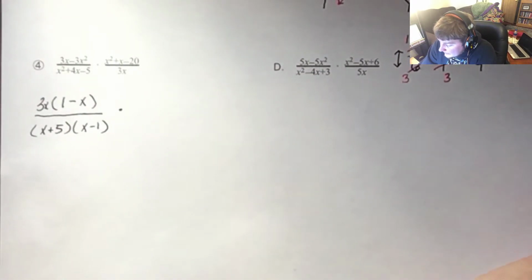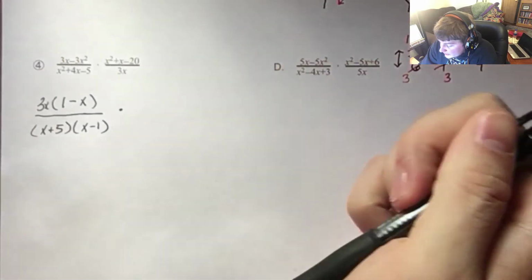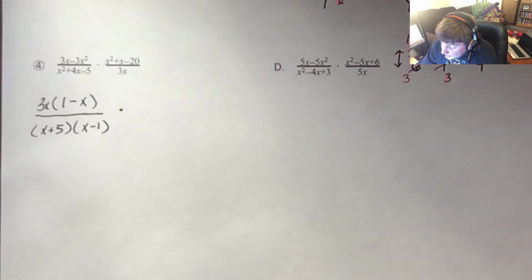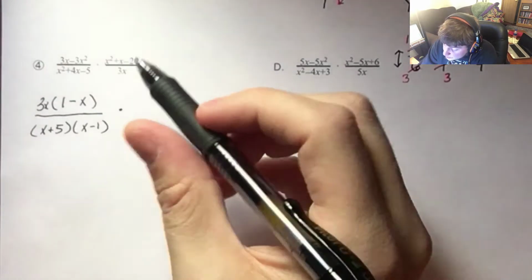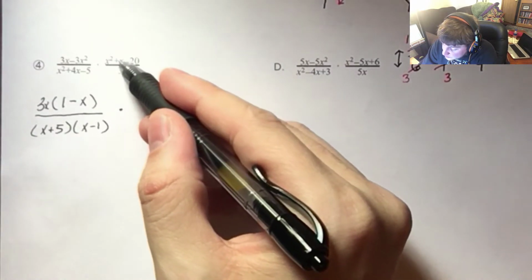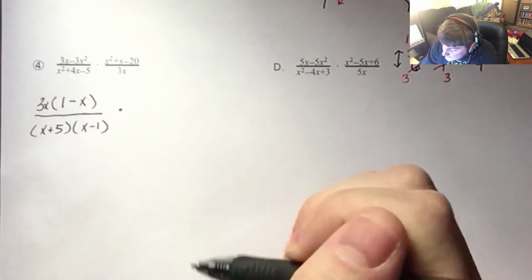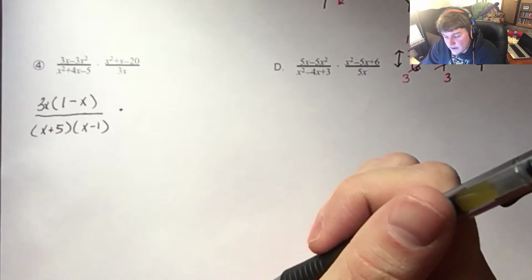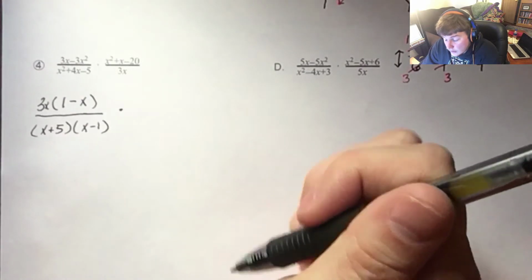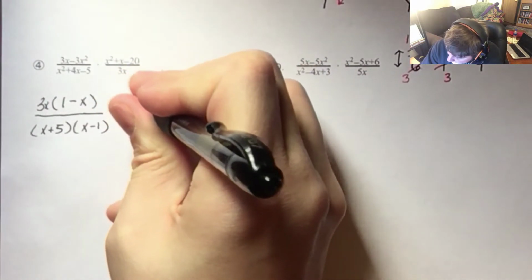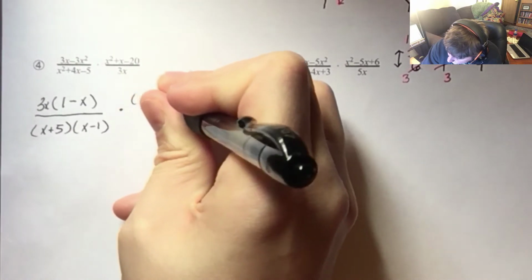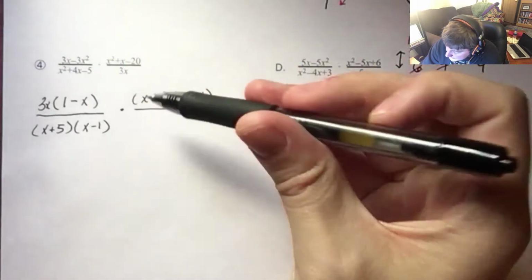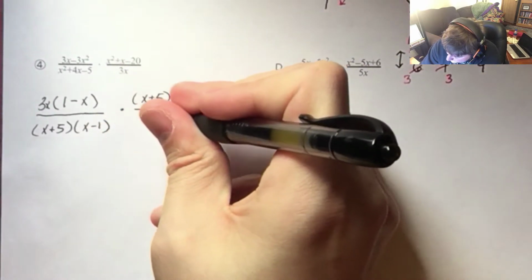Here I have a 3-term trinomial with an a value of 1. So I'm looking to multiply to negative 20 and add to 1. Numbers that multiply to negative 20 and add to positive 1, let you think about that. That strikes me as a positive 5 and a negative 4. And then this is just a 3x here.